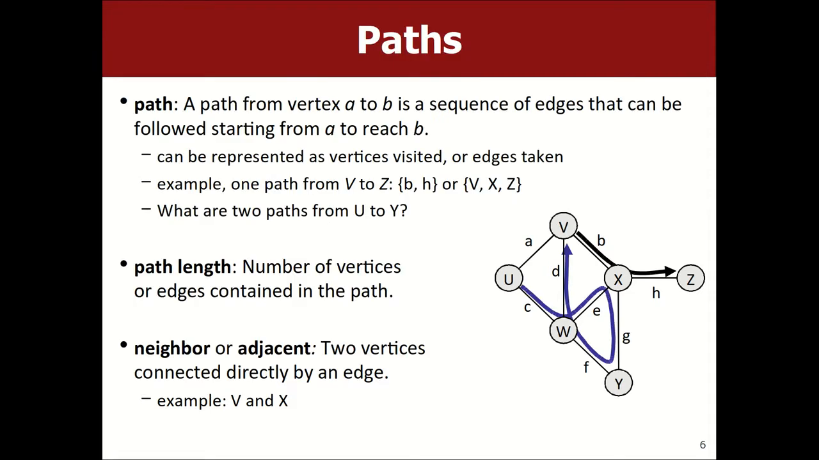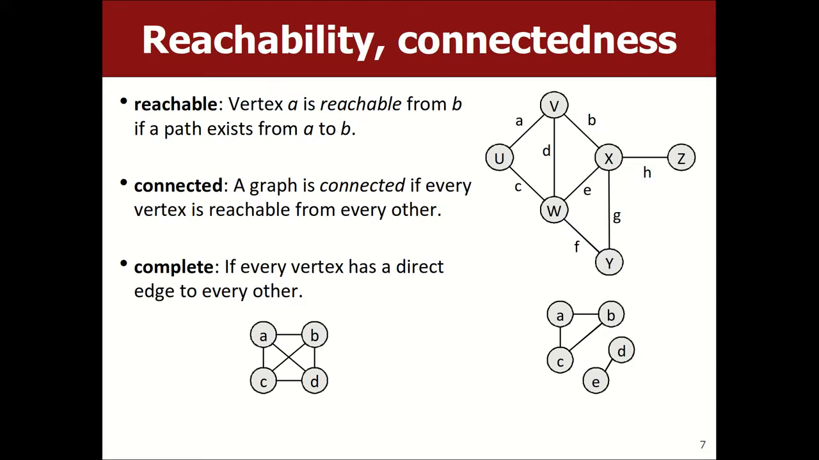Linux doesn't like it. Okay, so then there's this notion of whether one vertex is reachable from another. That just means if you start at the one vertex, is there any path that will get you to the other vertex? So I think in this example here, every vertex is reachable from every other because they're all connected by edges. And in fact, if every single vertex can reach every single other vertex, we call it a connected graph. So this one is.